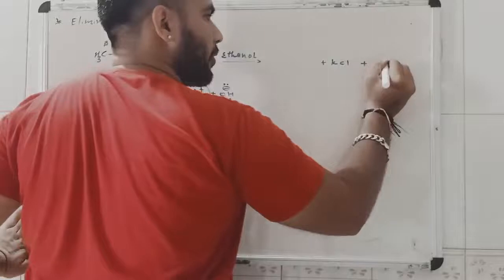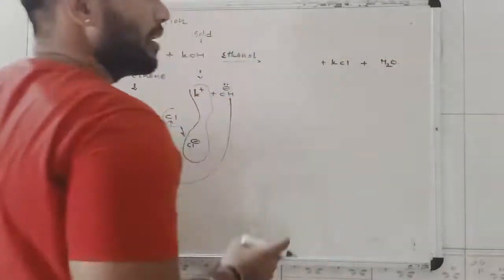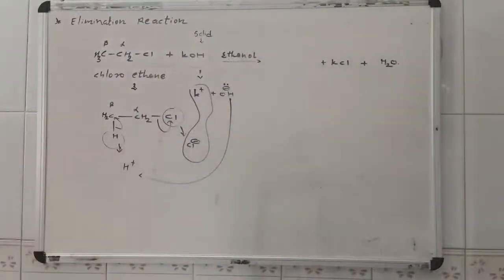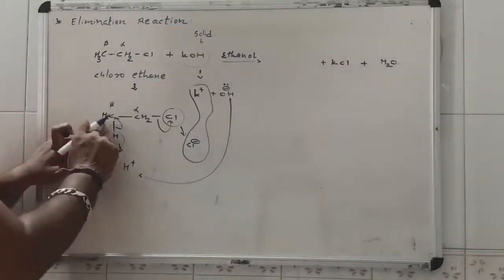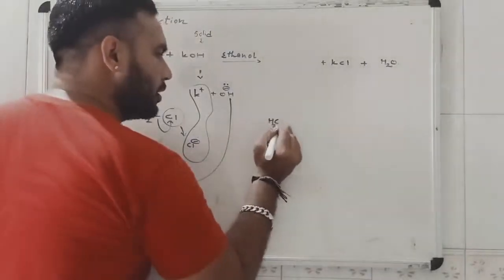We need to get water out. Clear? So H2O will be there. Now what happened? See, by taking the bond electrons, it will become a negatively charged carbon.